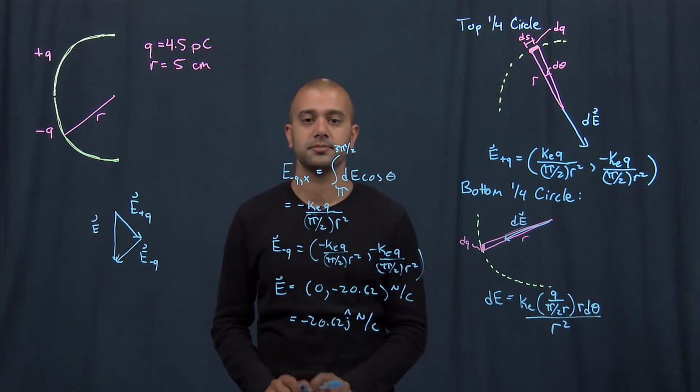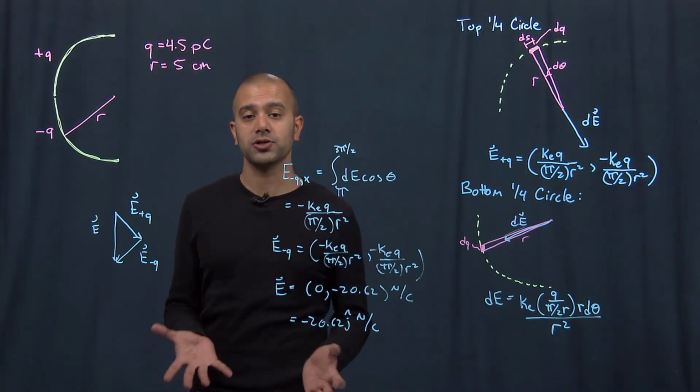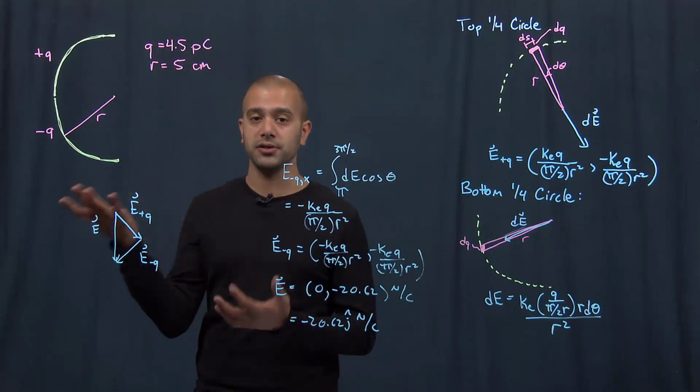Let's go ahead and summarize. In this problem, we were asked to find the electric field due to a continuous charge distribution. First, we found an expression for the magnitude of the electric field from a small differential section of this distribution. Then we decomposed this magnitude into components and integrated those components along the charge distribution. Finally, we added all vector contributions to find the net electric field. I hope this problem was a useful introduction into solving electric fields for continuous charge distributions.